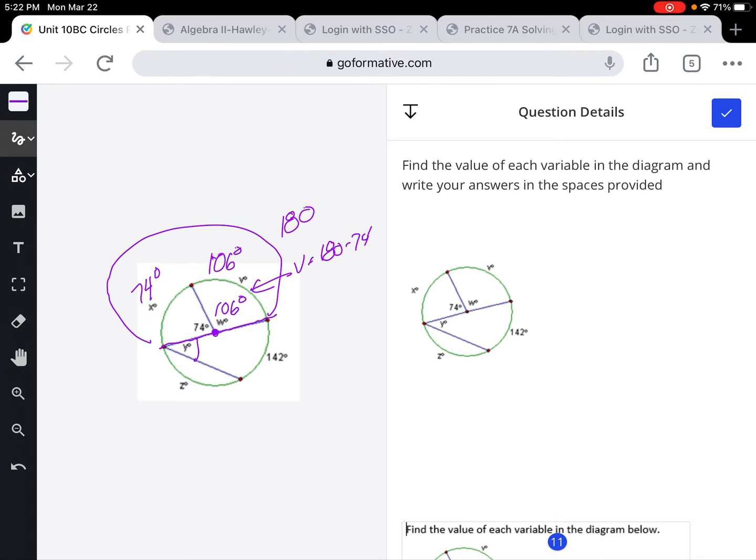Angle Y is an inscribed angle, so angle Y is going to be 1/2 of 142, which is 71 degrees. And Z is going to be 180 minus 142, which is 38 degrees.